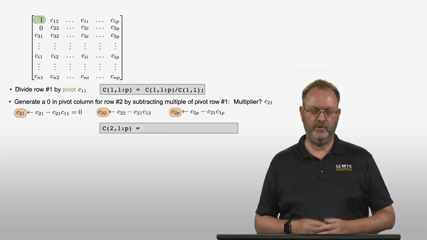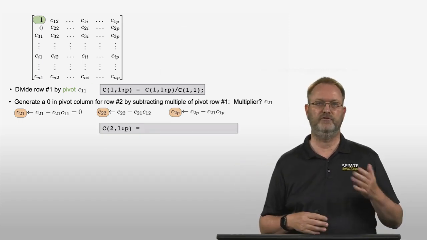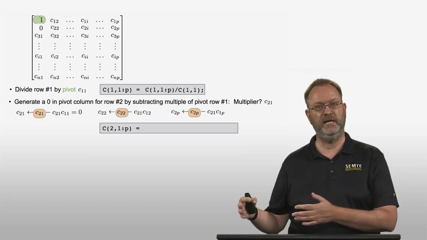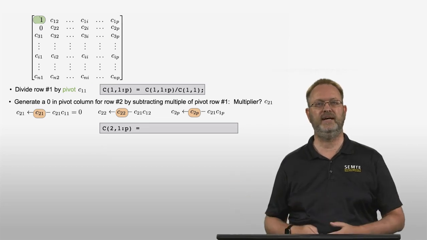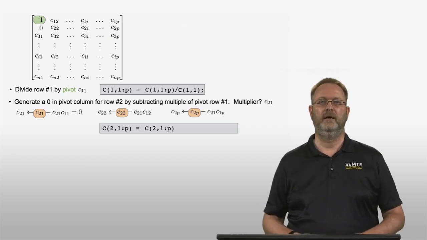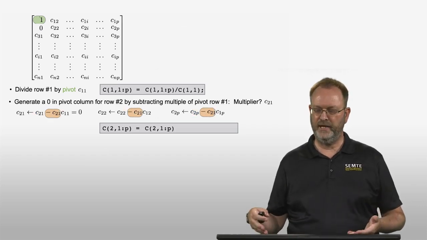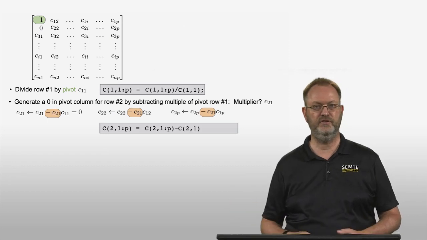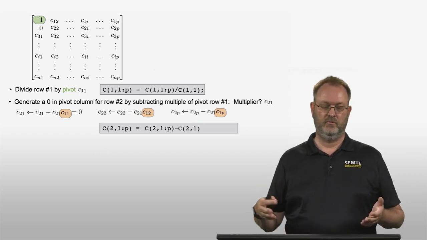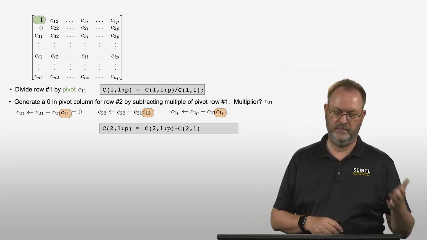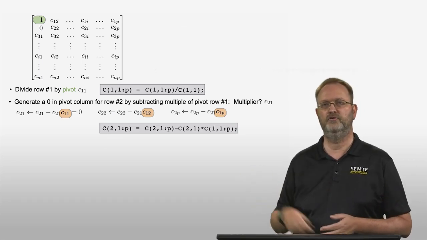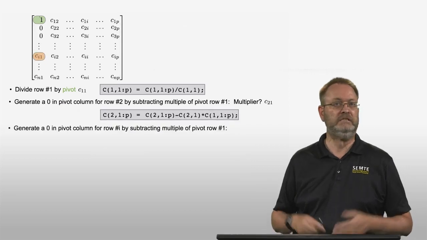On the left-hand side, we always have the second row, so C of 2, comma, and now my column numbers go from 1 to p, so 1 colon p. On the right-hand side, I have the exact same variable, so C of 2, comma, 1 colon p. Now minus the multiplier, which is always C at the 2, 1 position, so minus C at parentheses 2, comma, 1, times the entry from the pivot row. The pivot row was 1, so times C of 1, going from 1 all the way to p. Okay, good. So that was the second row.